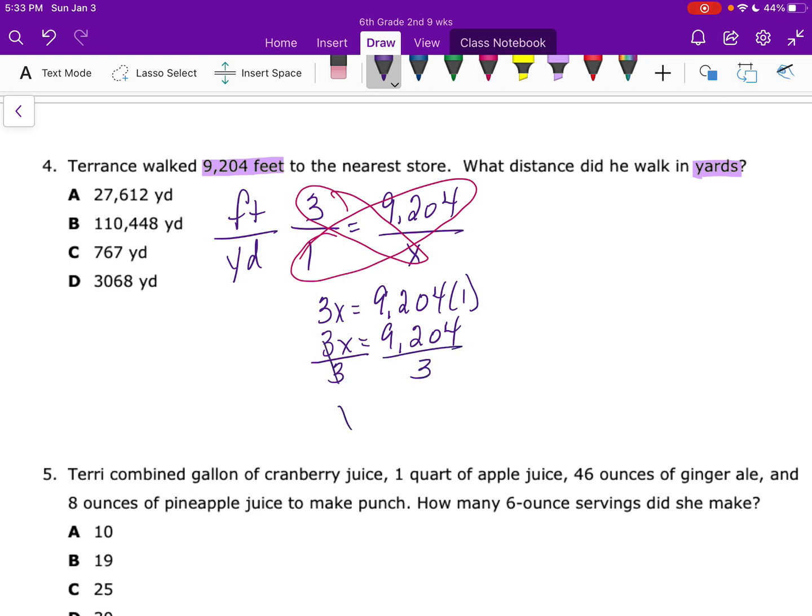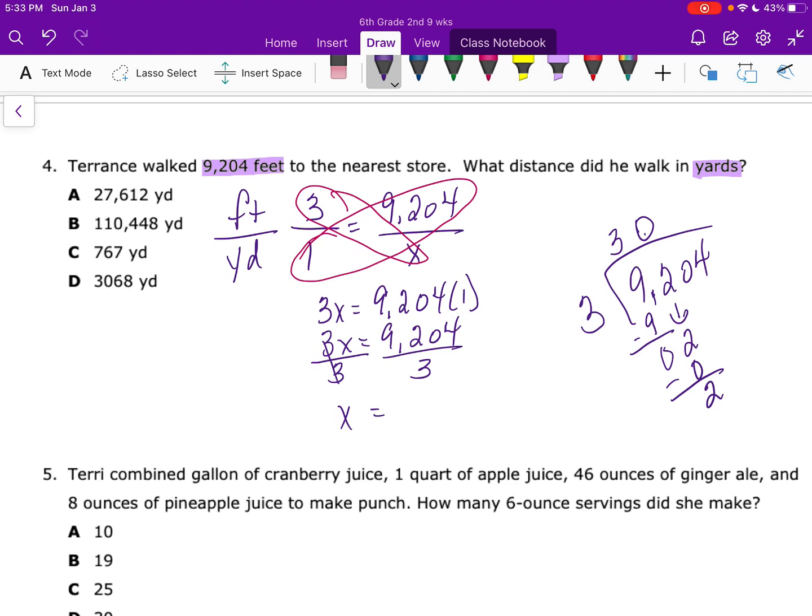3 divided by 3 is just going to give me x. And then 9,204 divided by 3. Okay, so 3 cannot go into 2. We brought down the 2, right? 9 minus 9 is 0. We brought down the 2. So how many 3's can we get out of 2? 0. So a 0 has to go at the top. Remember, whenever you're dividing, if you bring a number down, you have to put a value on top. Okay? So 3 goes into 2 0 times. 0 times 3 is 0.